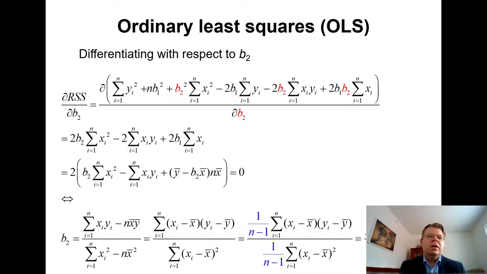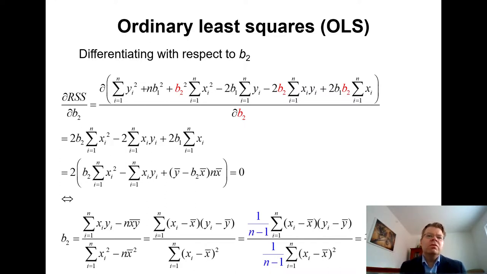that b2 is equal to the sum of xi times yi minus n times the sample average of x and y. And this expression we need to divide by the sum of xi to power 2 minus n times the sample average x upper bar to power 2. This is easy to verify from this previous equation when we solve the equation with respect to b2 and move everything else to the right-hand side of the equation. So it's just basic math that you have done in the secondary school already.